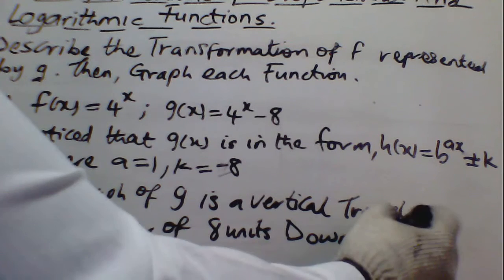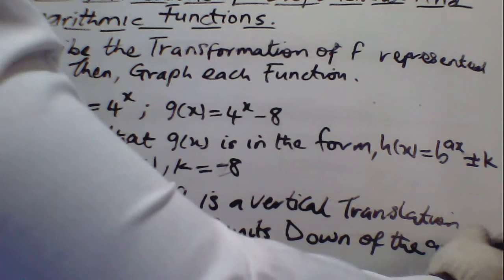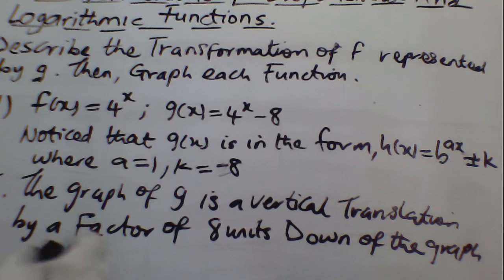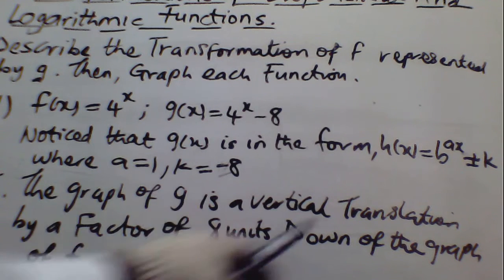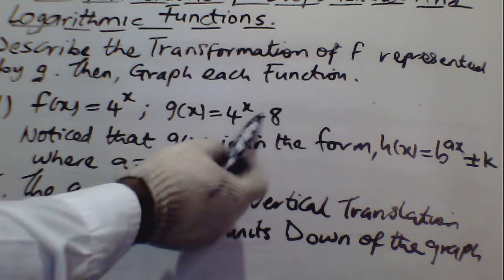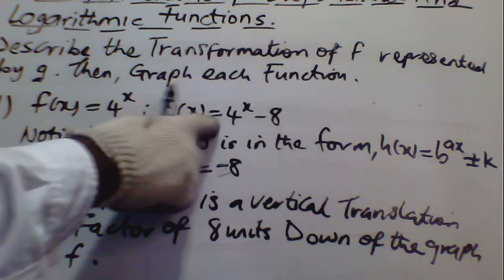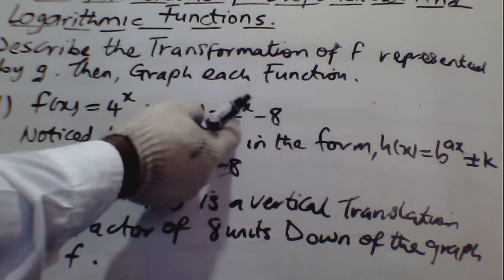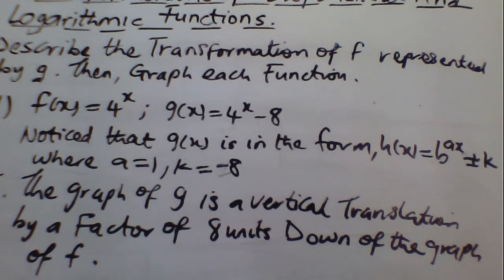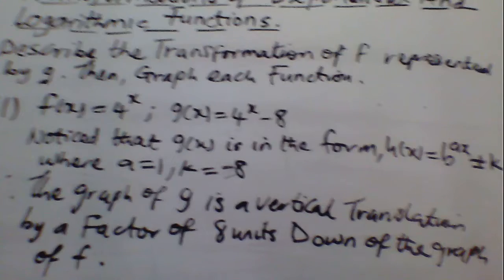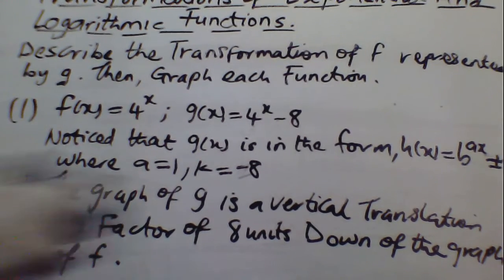The graph of what? Hope you are seeing it: the graph of f. So this is the description you are required to state. Once we have stated it, the next is to do what? To graph the function. The graph of g is a vertical translation by a factor of 8 units down because of the minus 8 of the graph of f. There are no other changes in the parent f of x with respect to the g function. Once we have stated this, the next thing is to graph the function. So let's clean here.